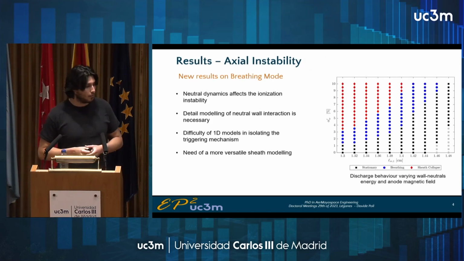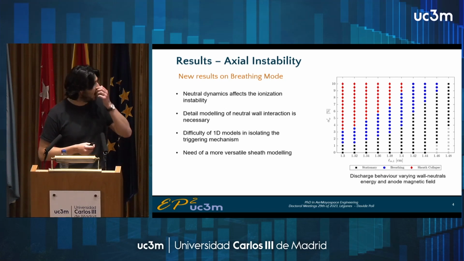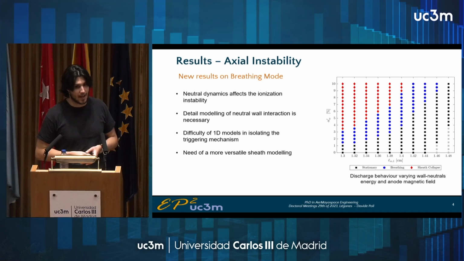This year, I pushed forward analyzing the breathing mode, the ionization instability. For example, you can see on the right a parametric map where we have three possible conditions of the simulation: a stationary regime, the breathing mode, and the sheath collapse. The sheath collapse is when basically the model fails, and that's because we're going towards a reversed sheath condition at the anode, where the anode passes from being electron repelling to electron attracting. The model currently cannot sustain a reversed sheath or no sheath condition, and so the simulation simply fails. This will be assessed with a more versatile or robust sheath modeling.